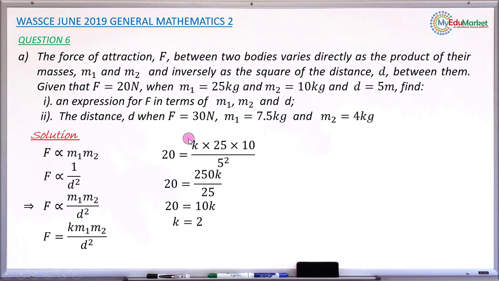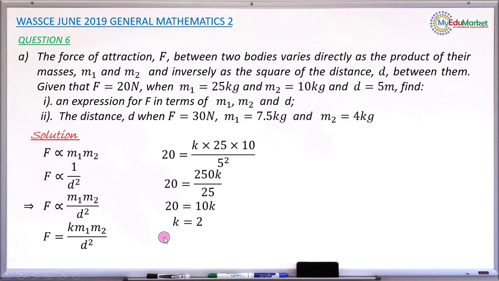Now we can answer question number Roman 1, where we were asked to write the expression or formula for this F in terms of M1, M2, and D. What we simply do is go back to this very formula and replace K, the constant of proportion, which I have just obtained here as 2. Substitute K by 2 in this formula, and what you now have is the expression for F in terms of M1, M2, and D.